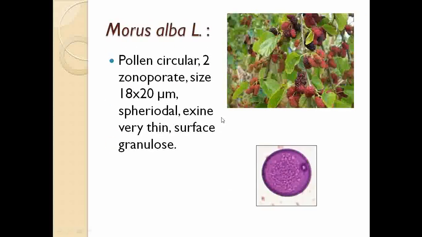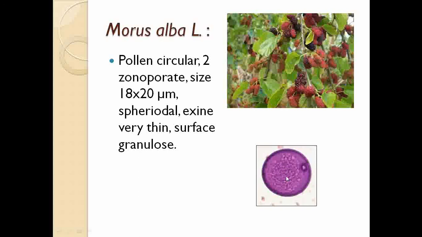Then the next example is Morus alba. See that here also, the pollen grain which we observed after acetolysis is circular. It shows the presence of 2 apertures. So it shows a 2 zonocolporate structure, while the size is 18 into 20 micrometer. The exine is very thin here, and the surface is granulose.